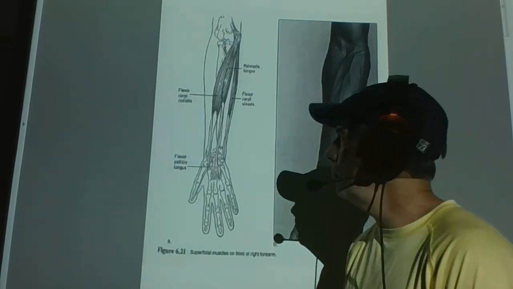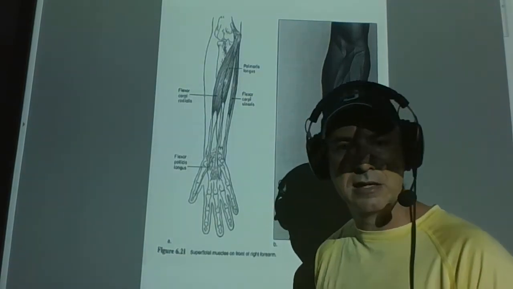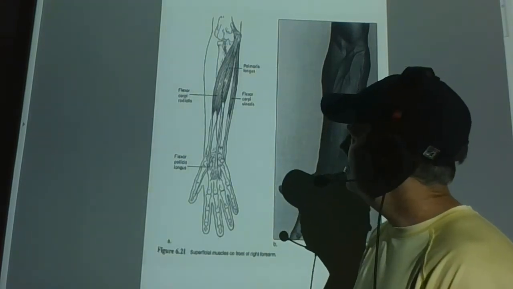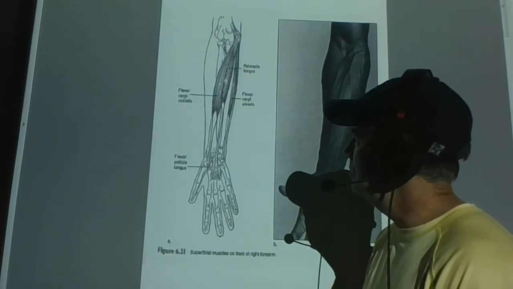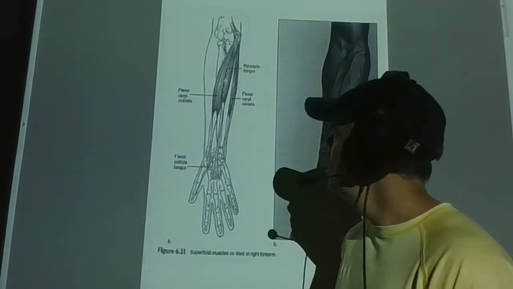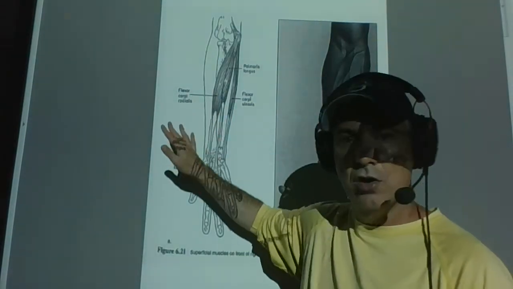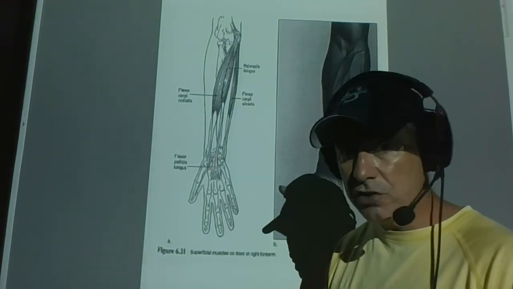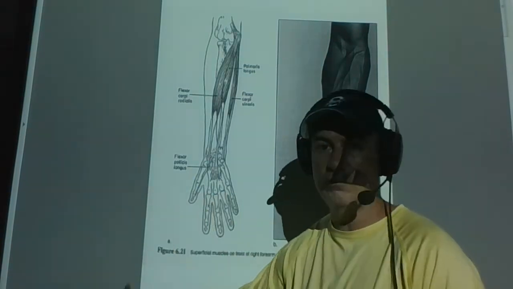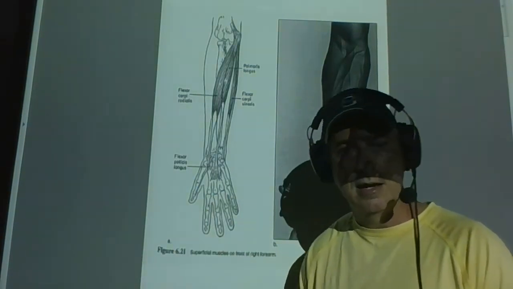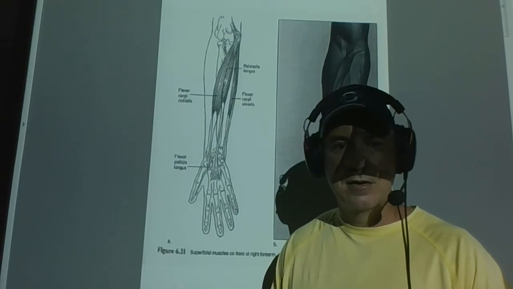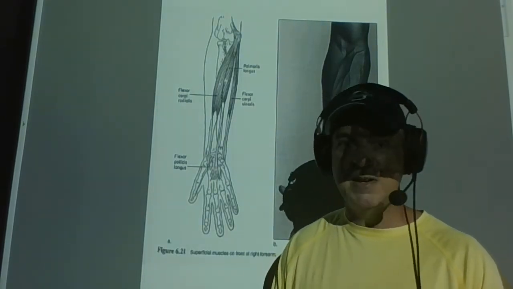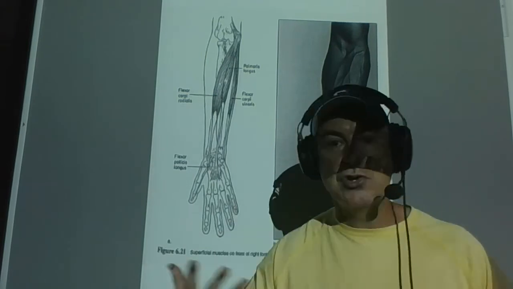Flexor carpi radialis and flexor carpi ulnaris. I'm giving these together because they're very similar. Flexor infers pulling in the direction of flexion. Flexor infers flexion puller. And again, guys, think about it. Flexor carpi radialis. If you learned, well, flexor must be flexion. It must be the motion of flexion.